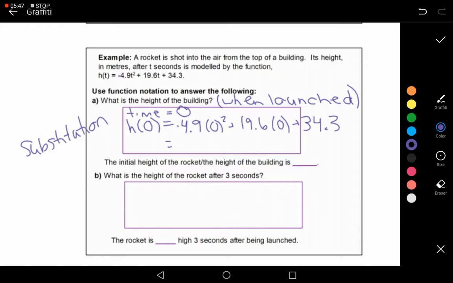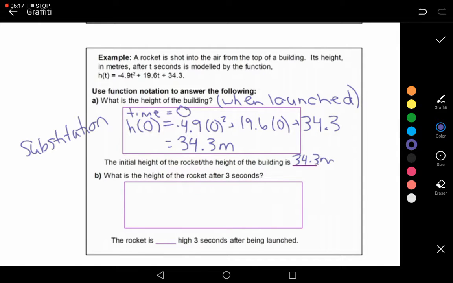So I have 0 plus 19.6 times 0. Again, that's going to be 0. So 0 plus 34.3. So at h of 0, the height is 34.3 meters, which means the building height is 34.3 meters. Okay, and we can just fill that in here, because we need a nice concluding sentence to get those communication marks.